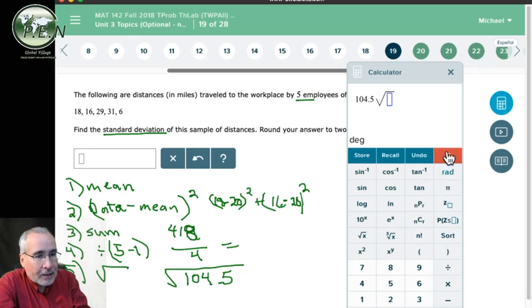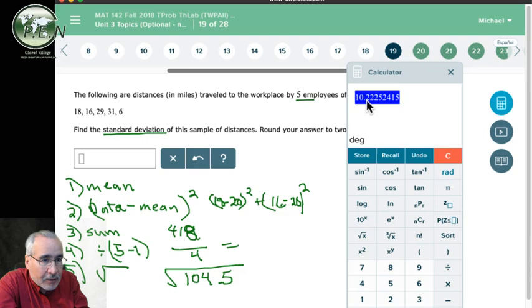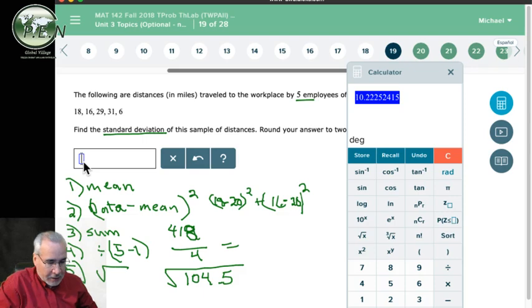So I'm going to clear that. I've got it written down. I need to put the square root first and then 104.5. And then that's going to be my standard deviation, 10.22. Notice the third digit, I looked, there's a 2, so it rounds down to 10.22. So now that I've got this, I just enter my 10.22. And that's how we find the standard deviation.